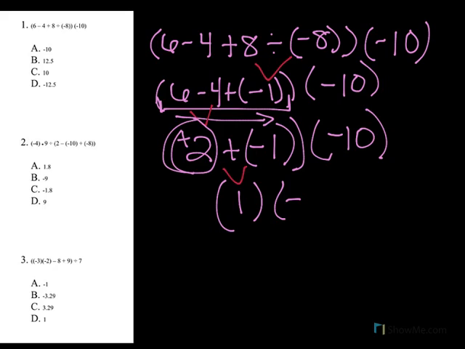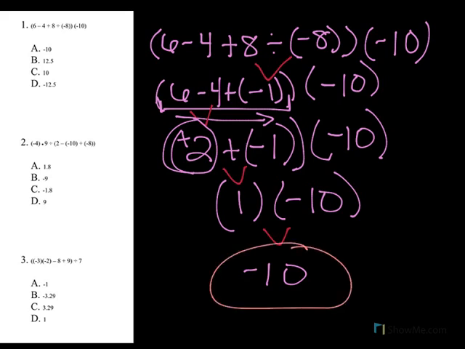So 1 times negative 10. And then a number times 1 is always that number. So our answer is 10. And it's a negative times a positive, so it's negative. So the answer to number 1 is negative 10, which is A.